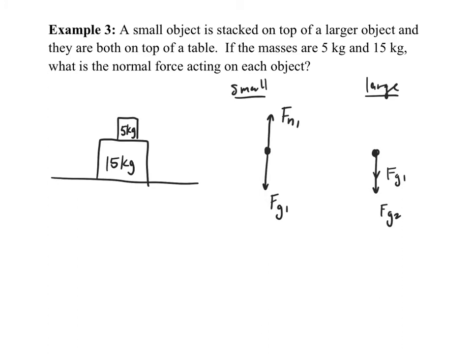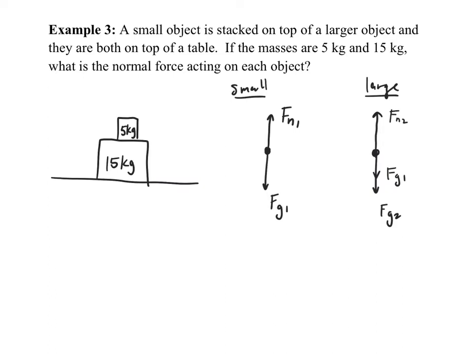Now, what is holding both of these objects up? Both of them, Natalia? The table, so we have FN2. Very good, Natalia. The table, which is FN2. Oops, I did not mean to use red, sorry. The table, which is FN2.